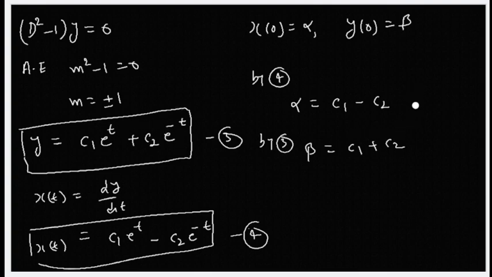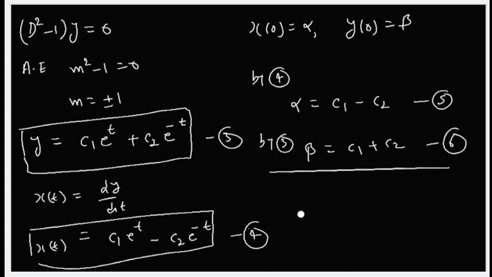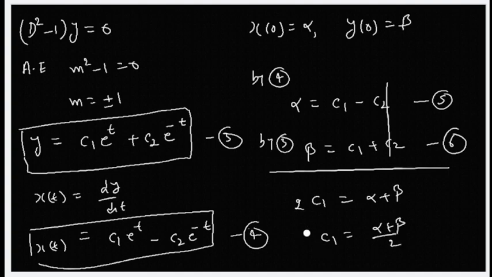So these are two equations, suppose equation number 5 and equation number 6. Now find the value of c1 and c2. If we add both equations 5 and 6, c2 cancels out, so 2 times c1 equal to alpha plus beta, so c1 equal to (alpha plus beta) by 2. This is the value of c1. Now put the value of c1 in equation 5 or 6 to get the value of c2.